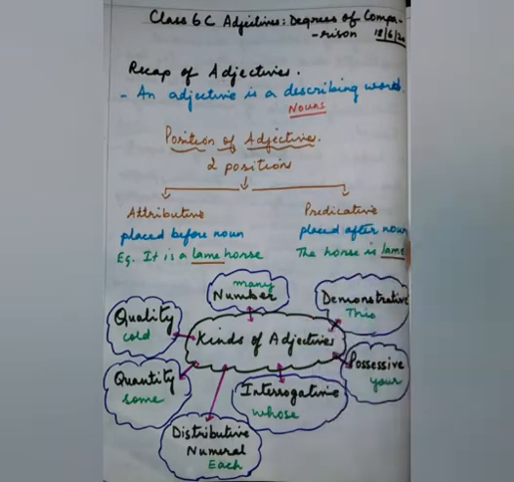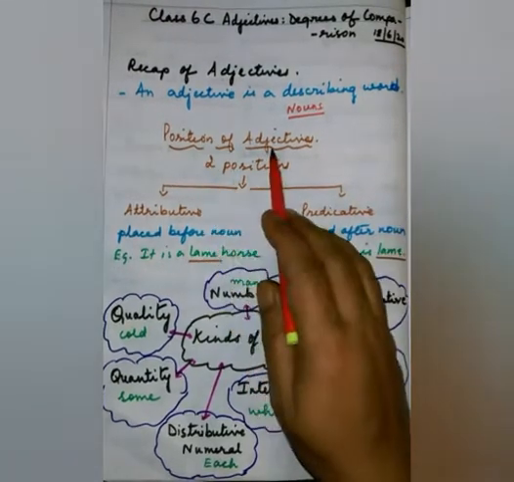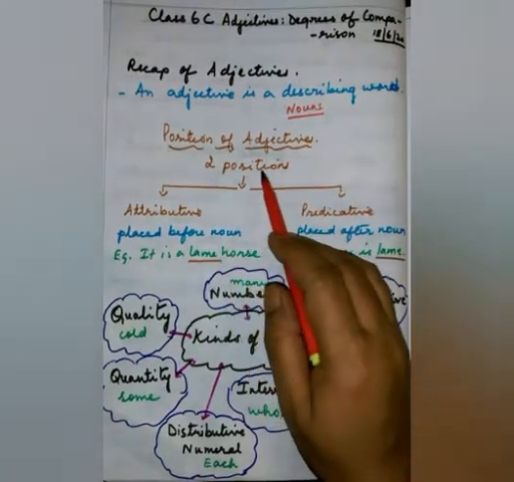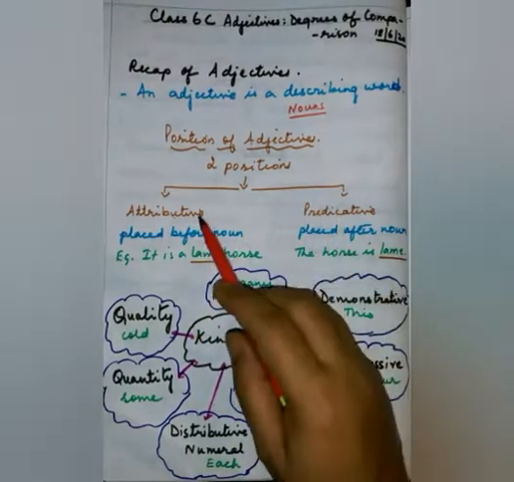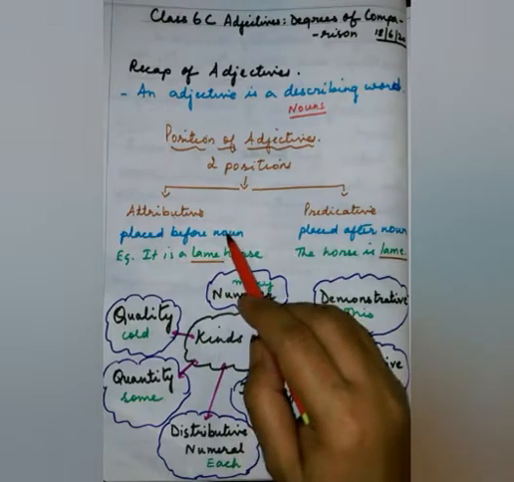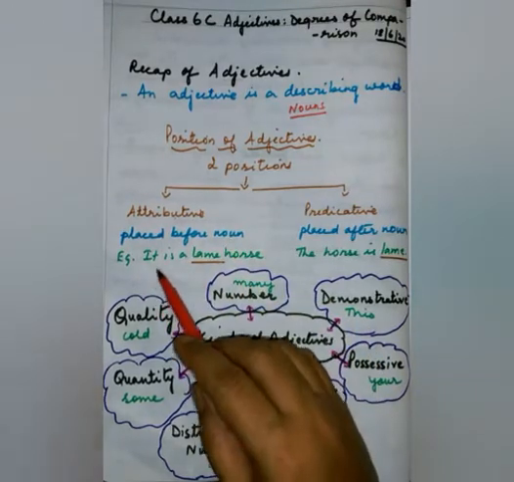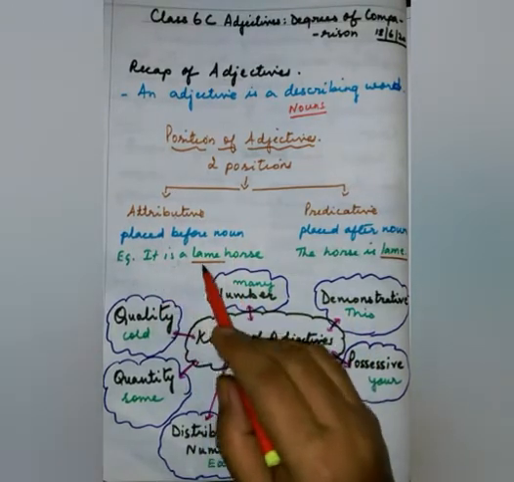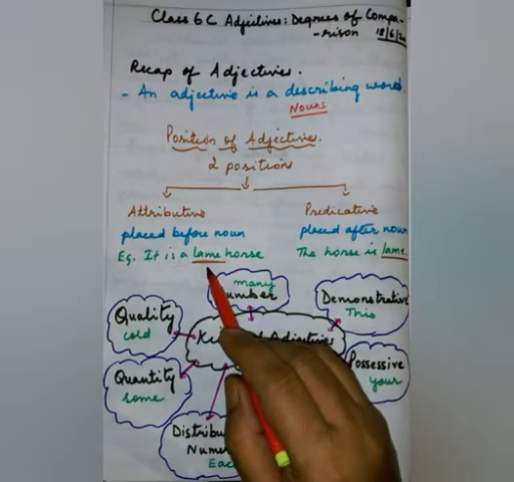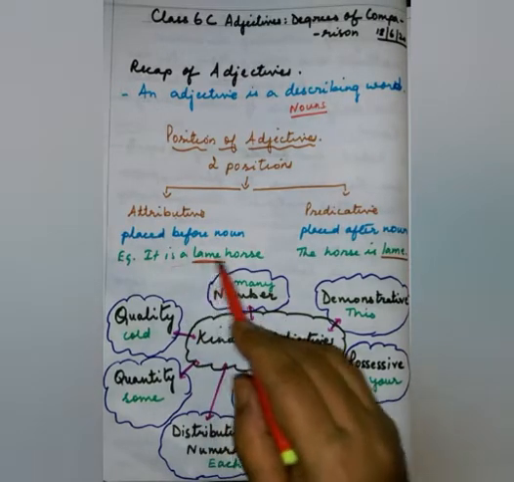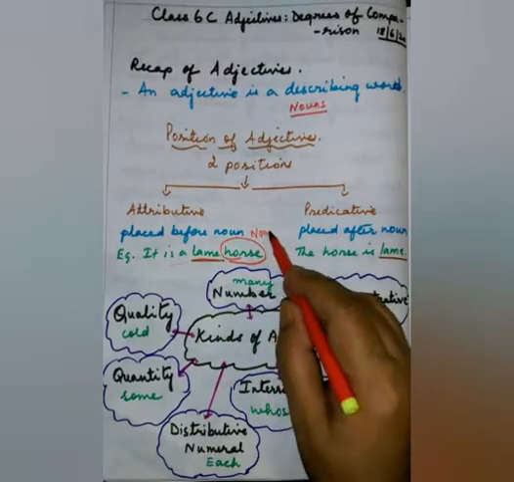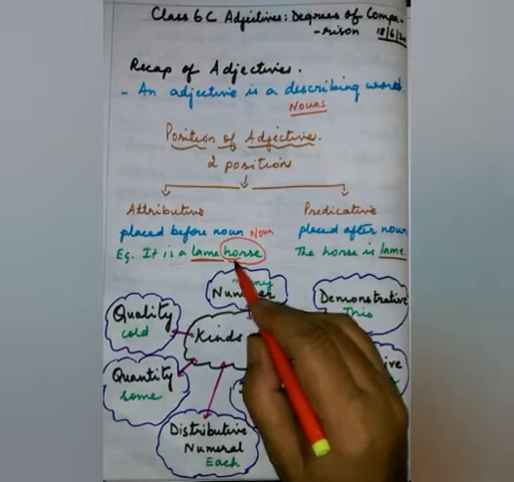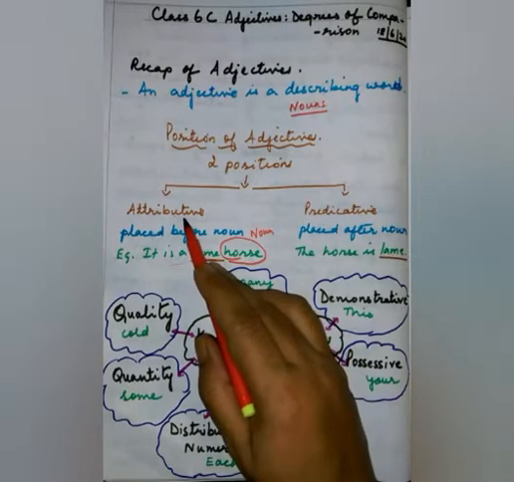We have learned this. We have also learned about position of adjectives. There are two positions, attributive and predicative. Attributive is placed before the noun. Example, it is a lame horse. Lame means not being able to walk. So this is your noun, and the word lame is placed before the noun. That is why it is called attributive.